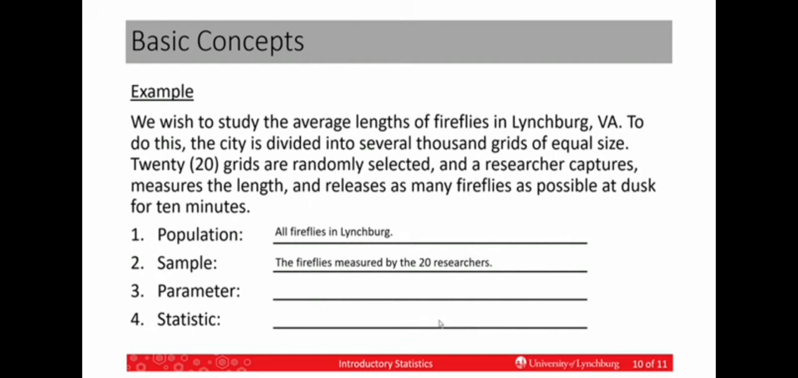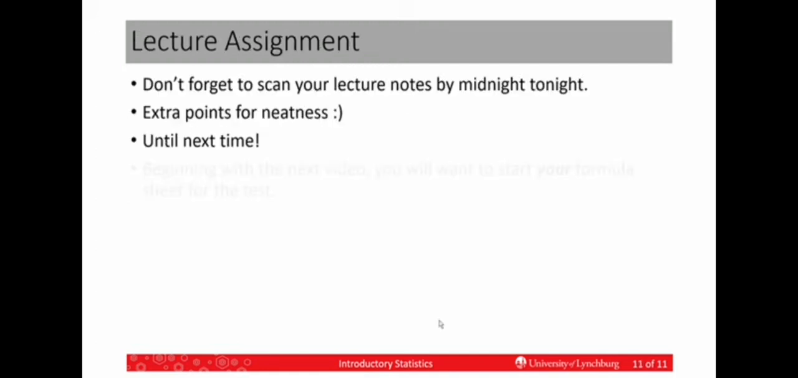All right. So what's a parameter? Based on this study, we said we wanted the average length of fireflies. That's what we're studying. So for this study, the parameter would be the average length of all fireflies in Lynchburg, not in Virginia, not anywhere else. We've defined our population as all the fireflies in Lynchburg, so the parameter is the average length of that population. And the statistic would be the average length of the fireflies that were measured. All right, well, I hope this helps put those first few basic concepts together and makes it a little more understandable.